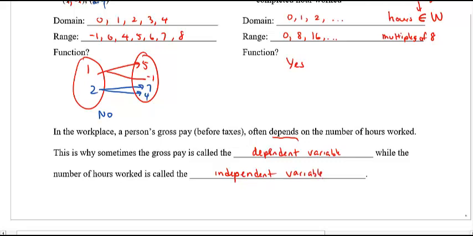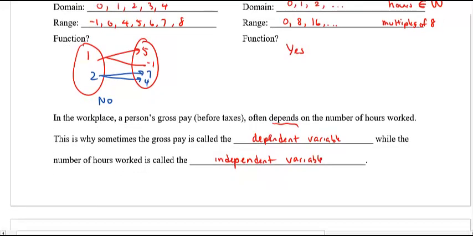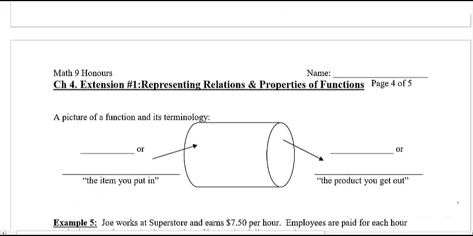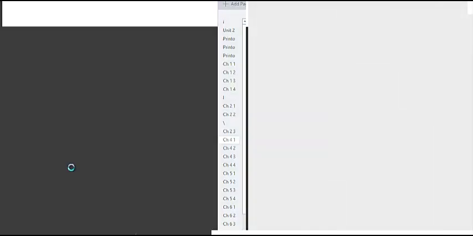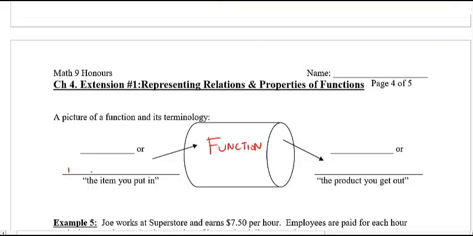Okay. Now on the next page, I'm going to try to connect this idea of independent and dependent variable. So here's a picture of what a function is all about. So imagine this as my function. You're going to start with the independent variable, or what they call the input. And when you put it into the function, what do you get? Yeah, the output, or the dependent variable.